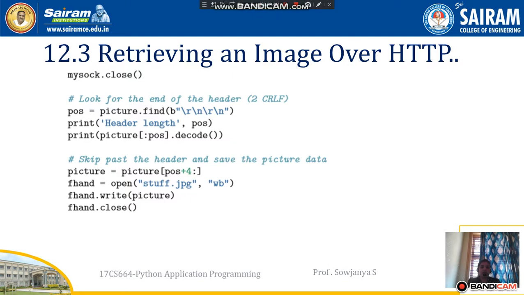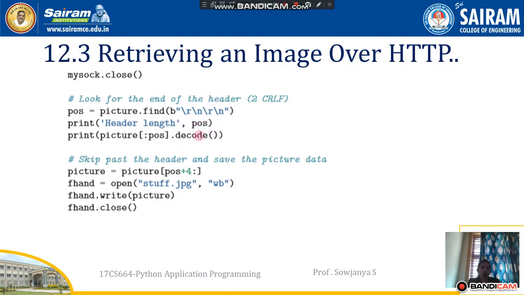Then we close that particular socket, and position equals picture dot find of the end of the header lines, that is the blank line. It should print the header, print the picture position, and then decode it. This is where we can decode this particular picture.